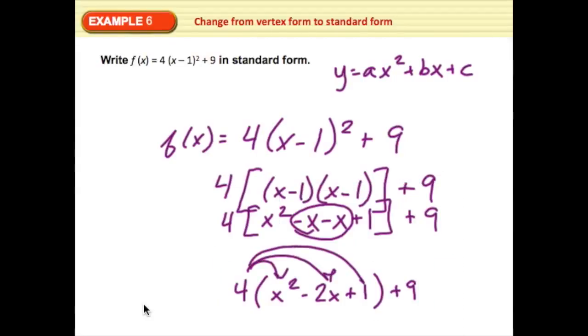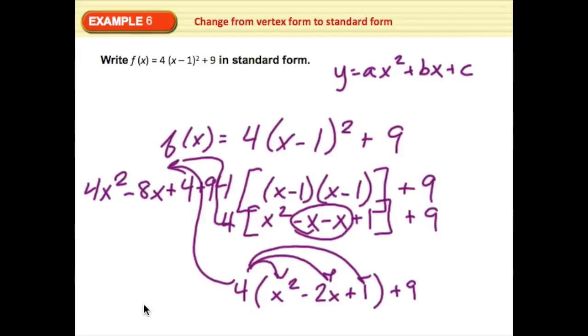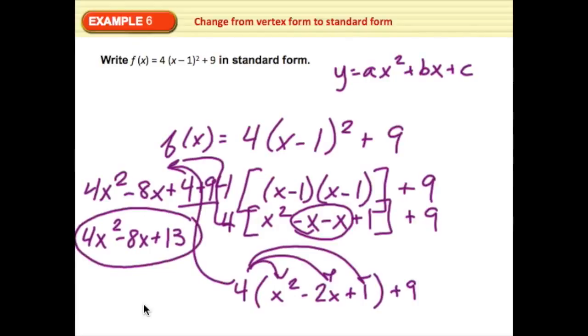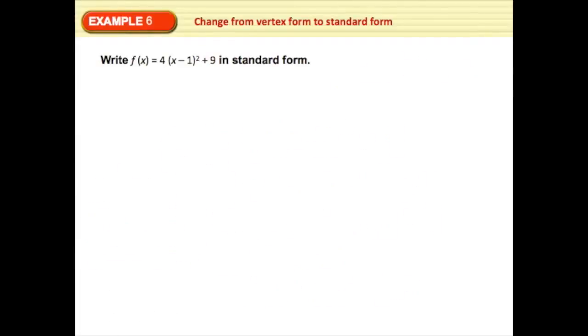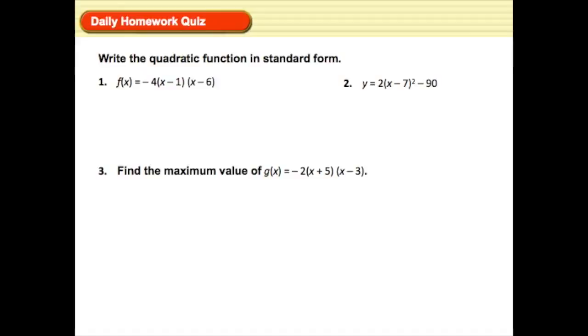So I need to distribute, and I'm going to move over here. So 4x squared minus 8x plus 4, and then I also have to include that plus 9 that was on the end. So I can combine plus 4 and plus 9, and that's going to be plus 13. 4x squared minus 8x plus 13 is in fact in standard form, right? That looks the same as ax squared plus bx plus c. So those two functions really gave us a sense of when you would use FOIL to simplify a function.